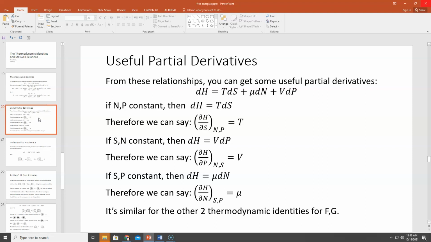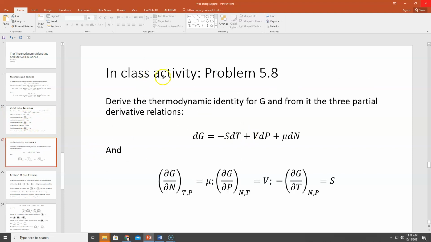So what I usually do is I make you do problem 5.8 in class, which we did the other day, and you develop a thermodynamic identity for dG, and you develop the associated partial derivatives for G, right? So this is the proof, okay? So we do that one in class.